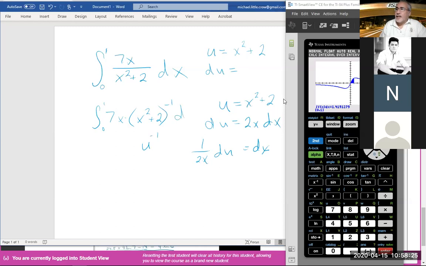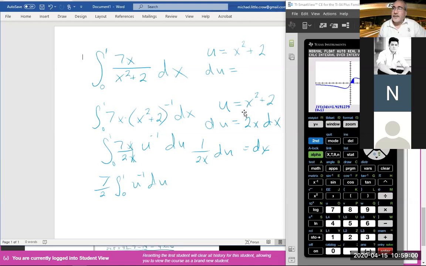Let's see, we've got our dx. Our dx becomes 1 over 2x du. So I'm going to put the du here and the 1 over 2x up here. So then we get 7x over 2x, and notice the x's cancel. So our integral becomes 7/2, the integral from 0 to 1, of u to the -1 du.